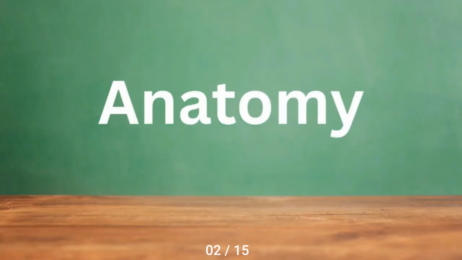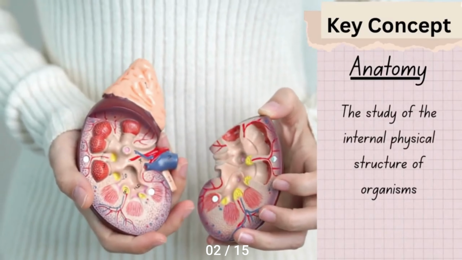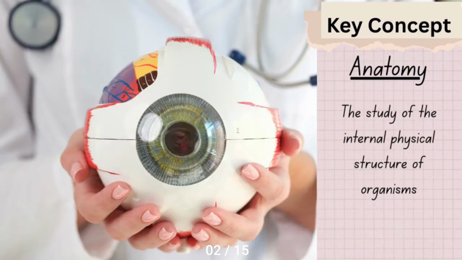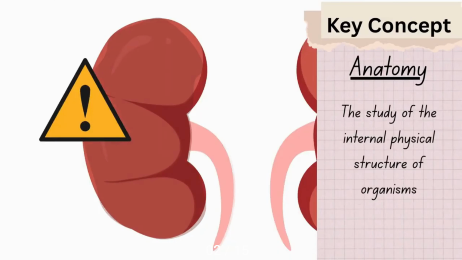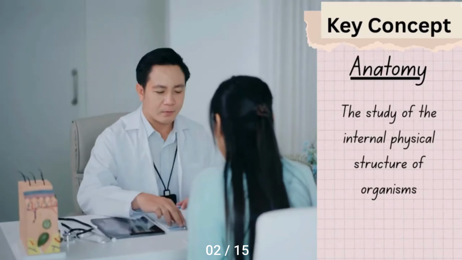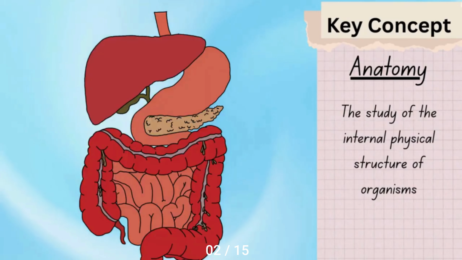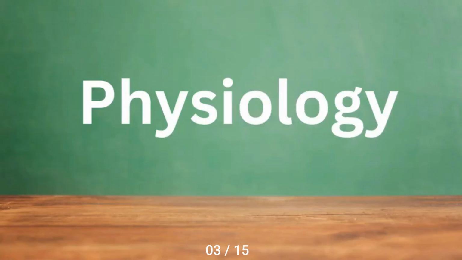Next comes anatomy. This branch studies the internal physical organization of organisms, especially humans. It plays a key role in understanding diseases, developing medical tools, and improving healthcare by examining organs like the heart, lungs, and digestive system. Following anatomy is physiology.